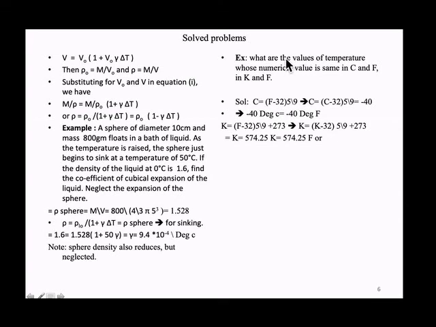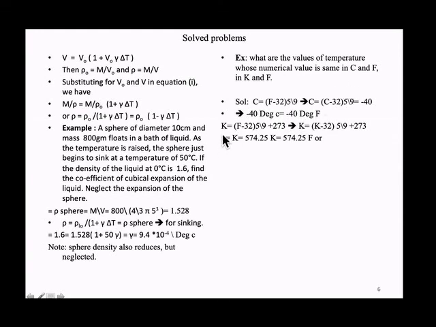You see another one. What are the values of temperature whose numerical value is the same in centigrade and Fahrenheit, and whose numerical value is the same in Kelvin and Fahrenheit? So how is centigrade converted to Fahrenheit? C is equal to (F minus 32) into 5 by 9. F is also C because numerically they are the same. So C is equal to (C minus 32) into 5 by 9. That comes to minus 40. That means minus 40 degrees centigrade is equal to minus 40 degrees Fahrenheit.